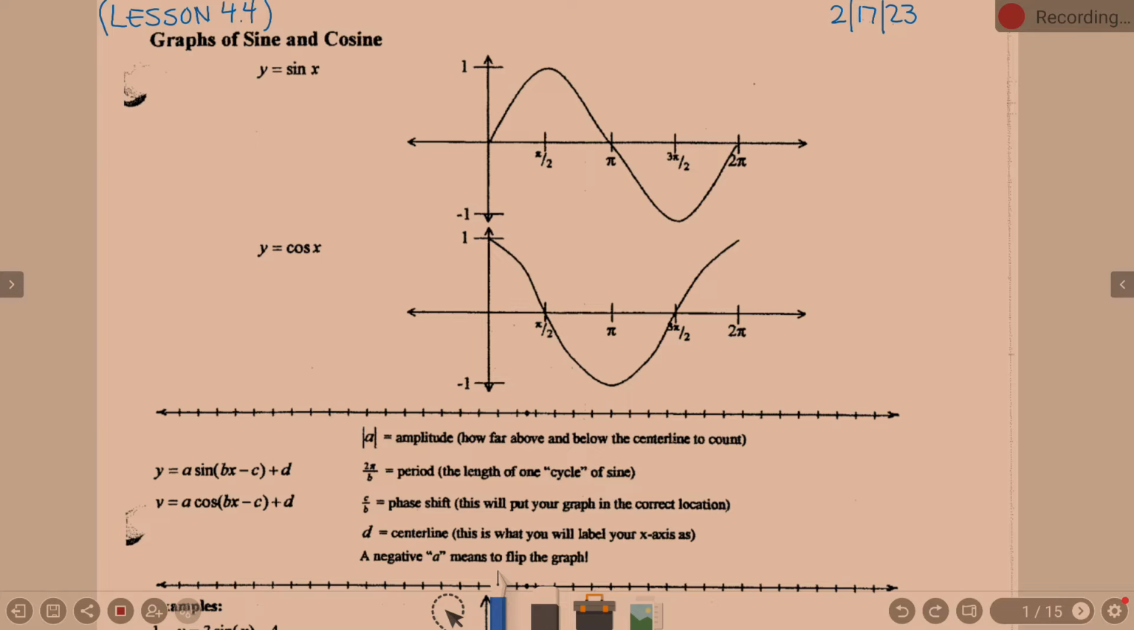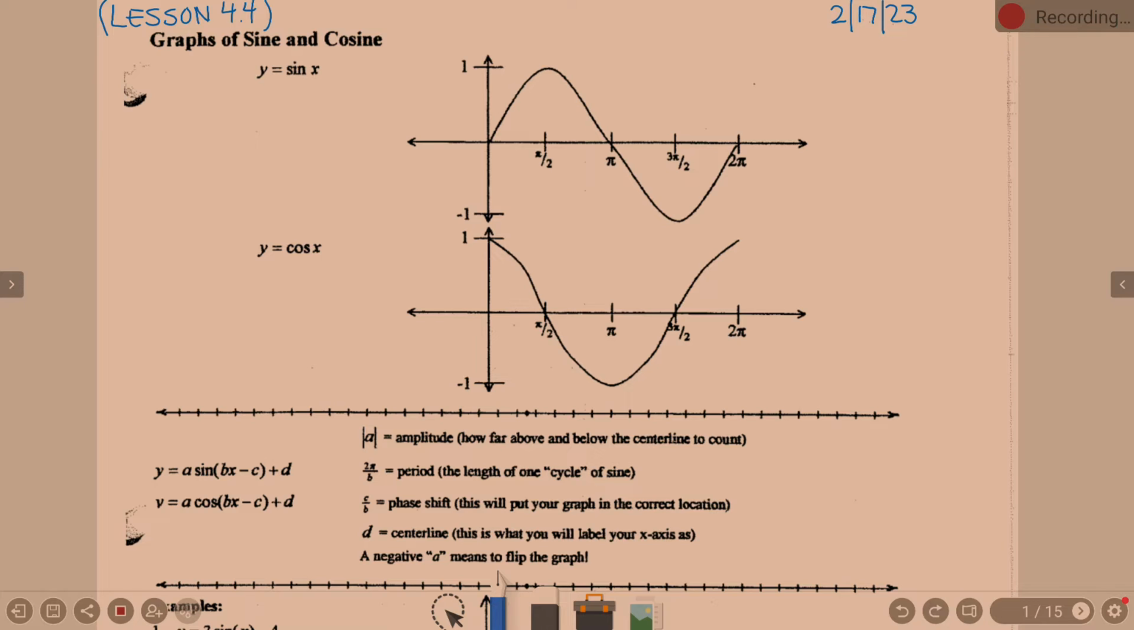You'll notice it goes up. It has a max above pi over 2. Crosses back through at pi. Has a minimum below 3 pi over 2. And then crosses back through at 2 pi. Notice it goes as high as 1, as low as -1.